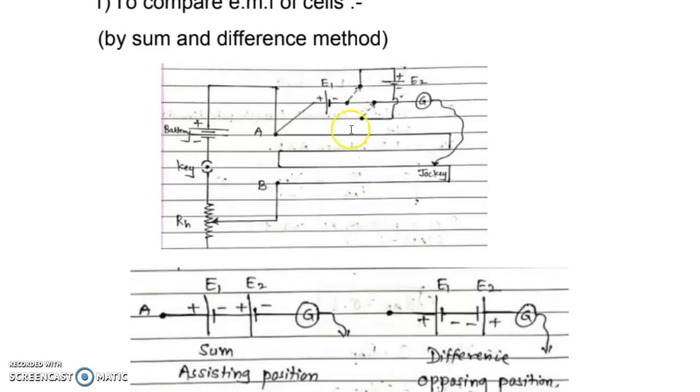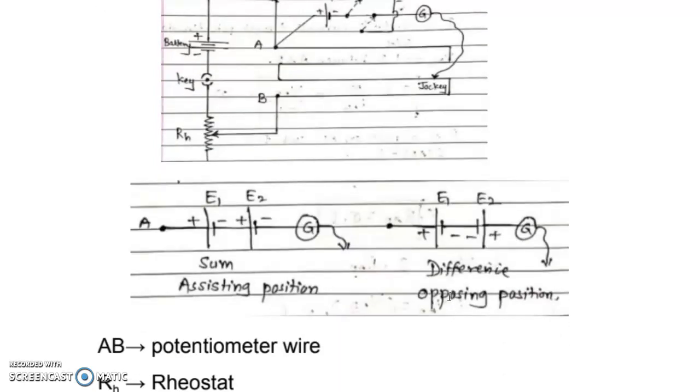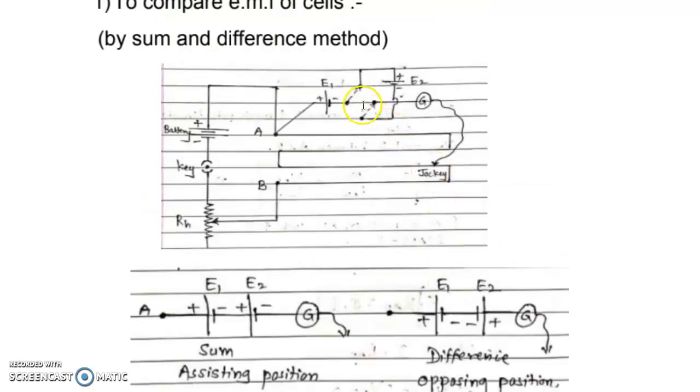So if I connect the cells right now, I find that the negative of cell E1 is connected to the positive of E2 and the negative of E2 is connected to a galvanometer. So this is right now seen as connected in the assisting position. Whereas you can just connect these two keys in the remaining two gaps and the situation will be in the opposing position. Once the cells are connected in the assisting position, you touch your jockey once at point A, once at point B, and you will find that it gives you both sided deflection. Then you find some point on this wire AB where the deflection of the galvanometer is 0.